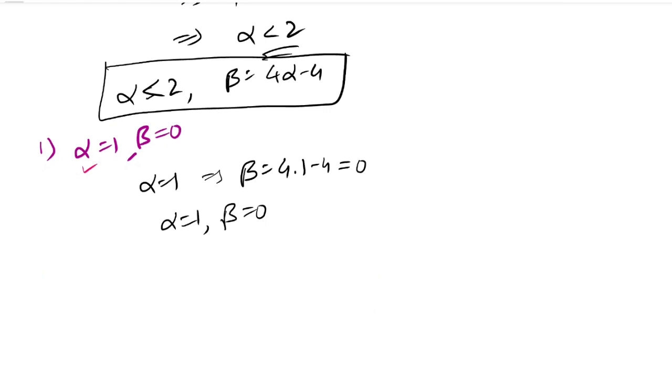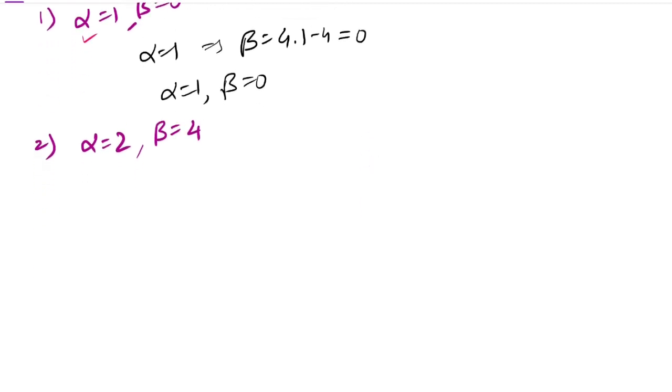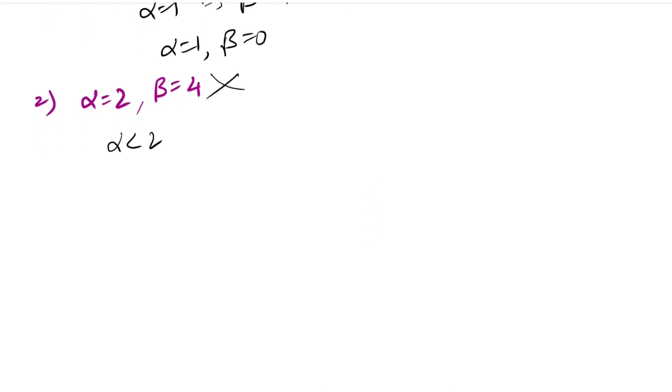So what is the next option? The second option is alpha is equal to 2 and beta is equal to 4. Okay, so here the first condition is not valid. That means alpha must be less than 2, but here alpha is equal to 2. So it is not at all a valid option. Then we go for the next option.